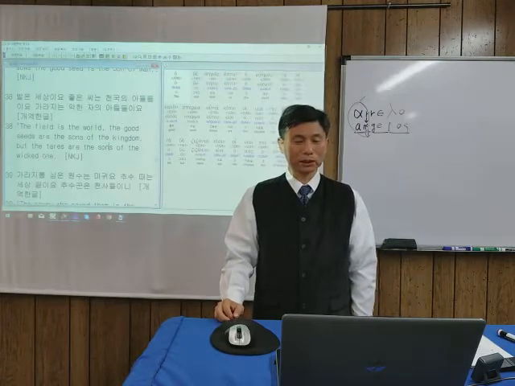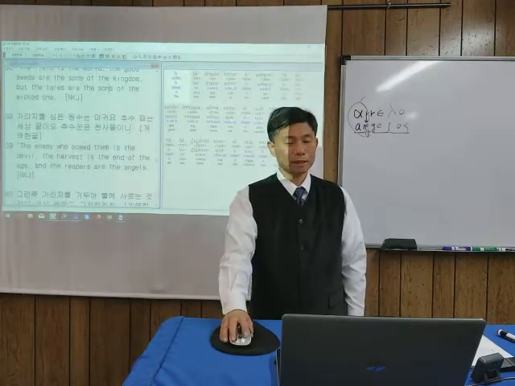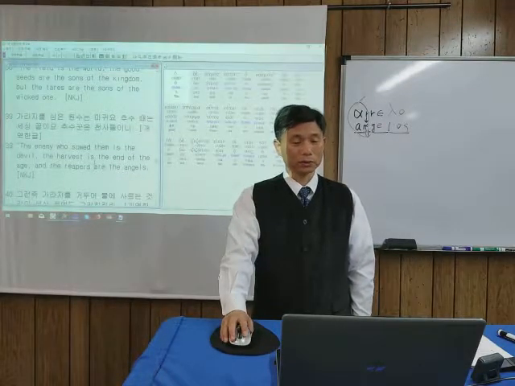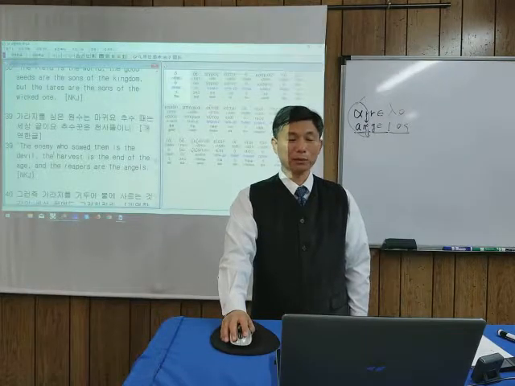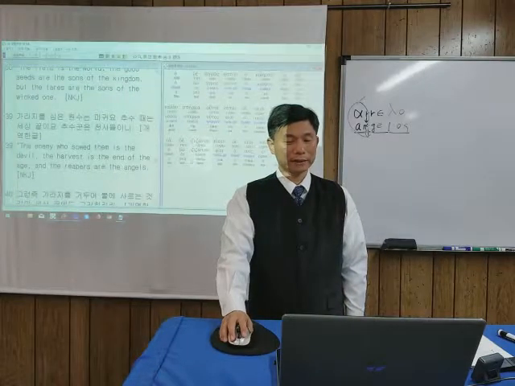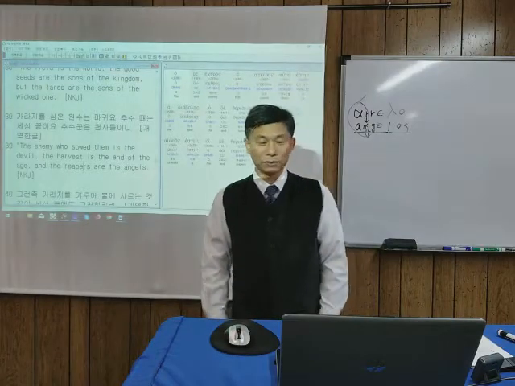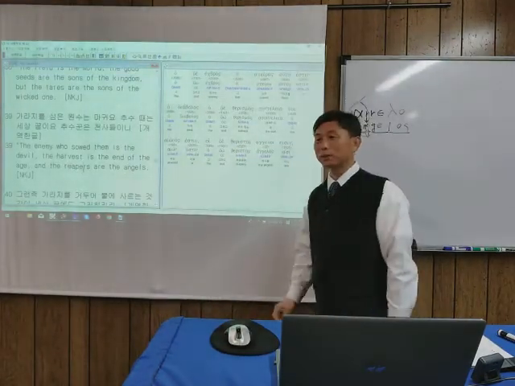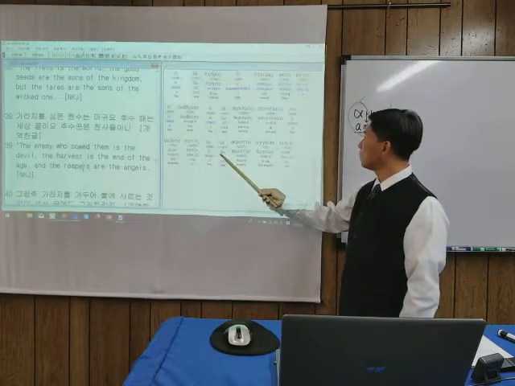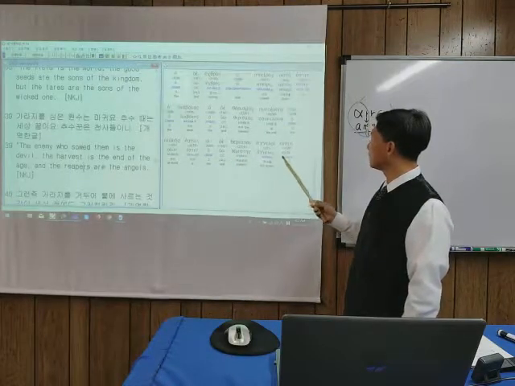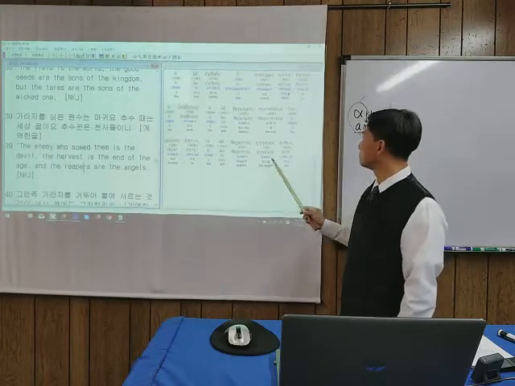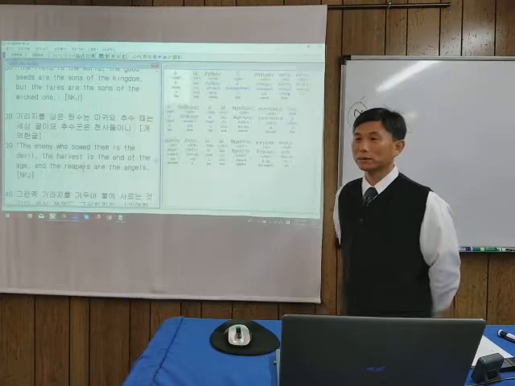But the tares are the sons of the wicked one. The enemy who sowed them is the devil. So who is them? The tares, right? The enemy who sowed tares is the devil. The harvest is the end of the age. And the reapers are the angels. Angels. So today's word, right? Angelos. So ho de theristes angeloi eisin. So the reapers, the harvesters. The harvester is who? Angelos. Angelos is the harvester.